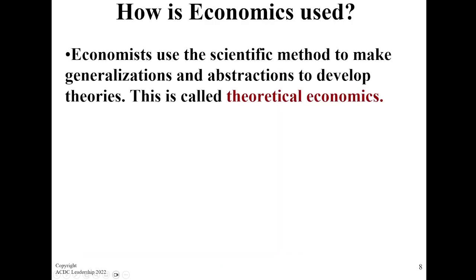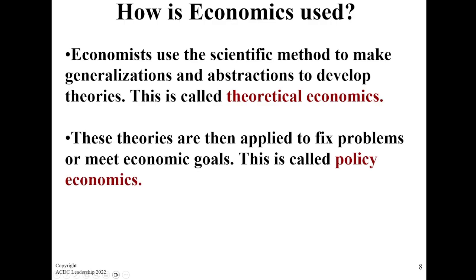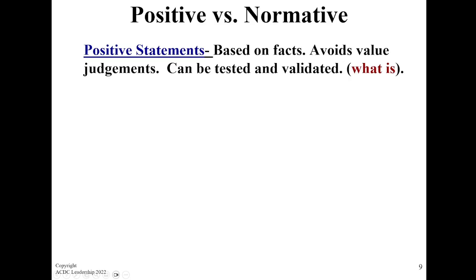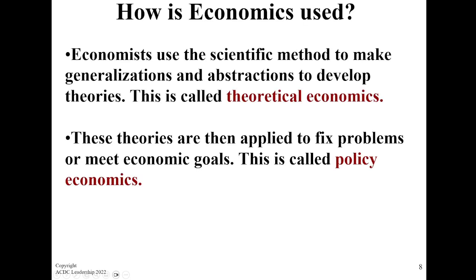So economists use the scientific method to make generalizations and abstractions to develop theories, right? For the most part, we will see micro is more of a theoretical aspect, right? We're not going to be using this in our day-to-day lives. This is mainly for businesses to decide what decisions they make. But on the other hand, these are policy economics, right? And then, let me actually go back. And then macro, however, right?